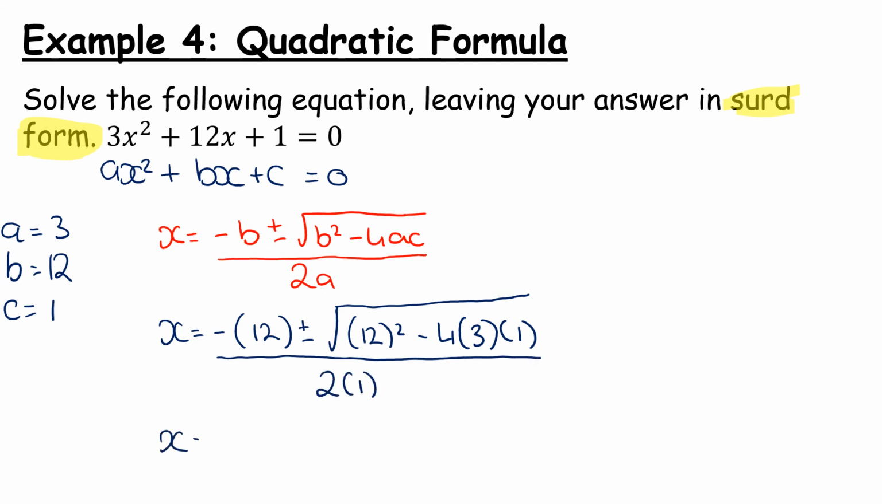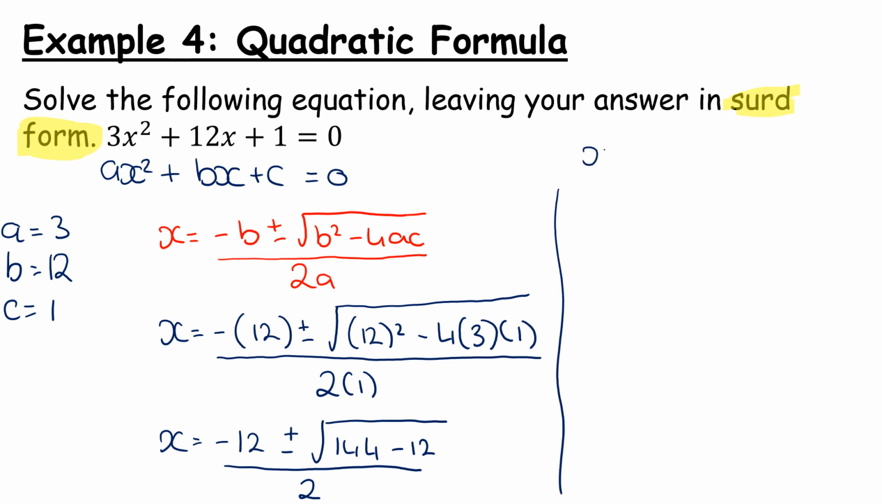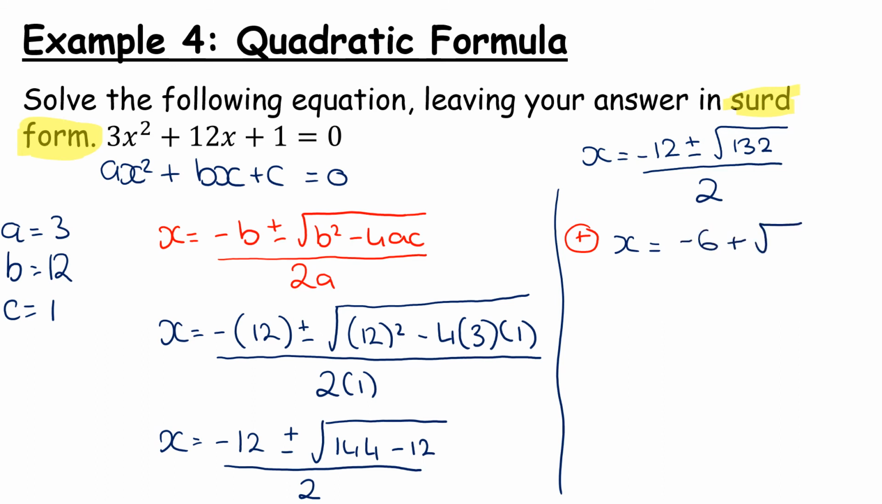Let's clean this up. So we have minus 12 plus or minus square root 144 minus 12 all over 2. Let's tidy this up again. X equals minus 12 plus or minus square root 132 all over 2. So again, I'm going to my calculator and I'm going to do the plus one first. Again, you want to press your fraction button first. Minus 12 plus square root of 132 all over 2. And that gives us a nicer answer of minus 6 plus root 33.